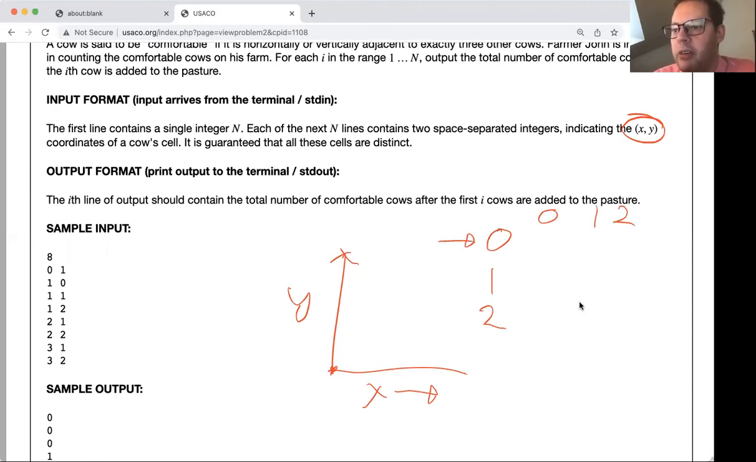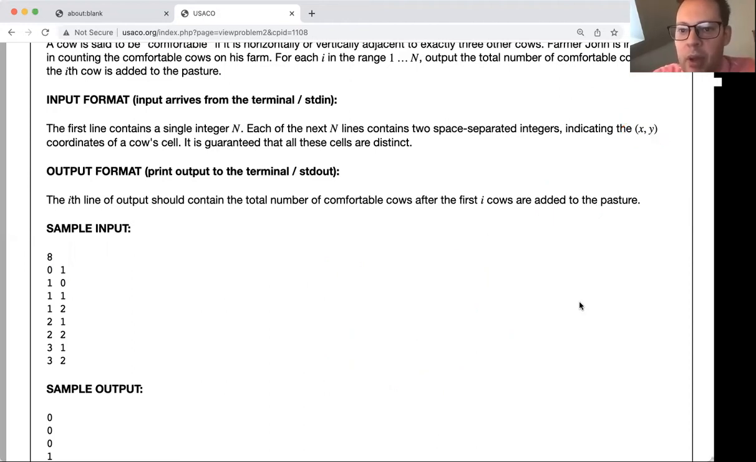Since rows and columns are easy to work with, it's not actually going to affect anything. So I'm going to be treating the first number like the row number and the second one like the column number. And this won't have any impact on the answer. It just makes it easier to work with, and it's probably going to make it easier to code.